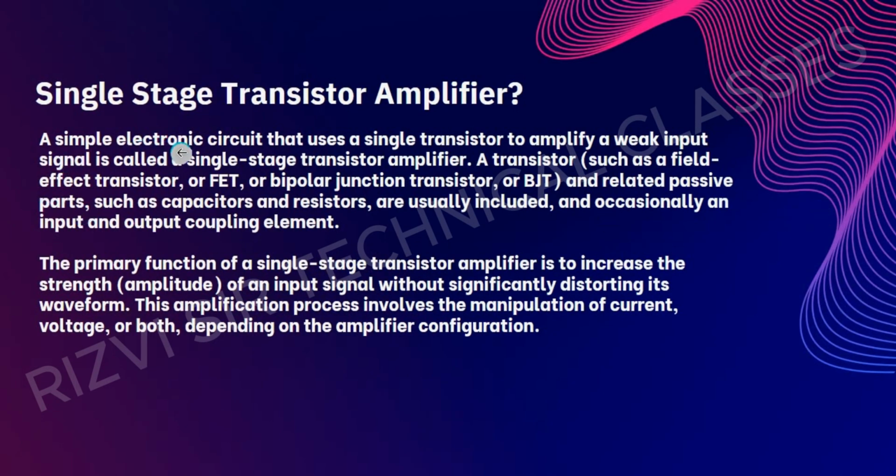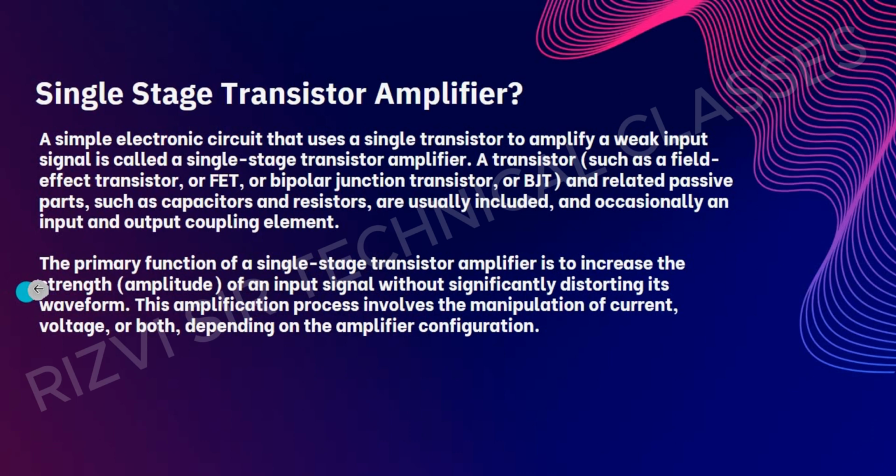A simple electronic circuit that uses a single transistor to amplify a weak input signal is called a single stage transistor amplifier. A transistor such as field effect transistor or FET, or bipolar junction transistor or BJT. A transistor and related passive parts such as capacitor and resistor are usually included, and occasionally an input and output coupling element.